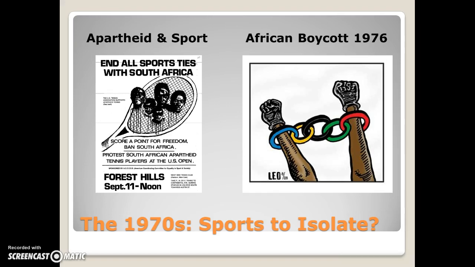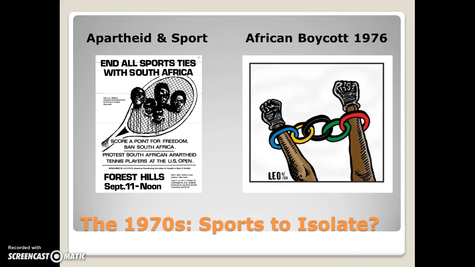And what the African states, the rest of Africa, wanted to have happen was for the Olympic movement to kick out New Zealand for playing rugby games against South Africa. And so when the International Olympic Committee refused to do that, the African teams, almost entirely all of them, boycotted the 1976 Olympics.